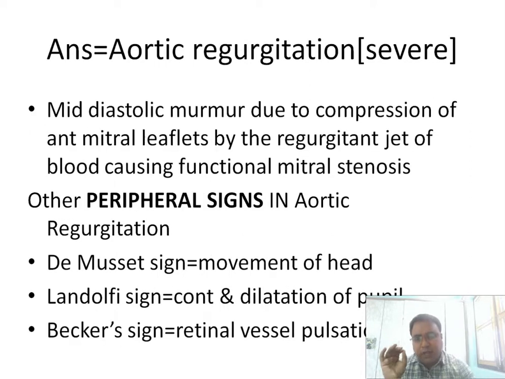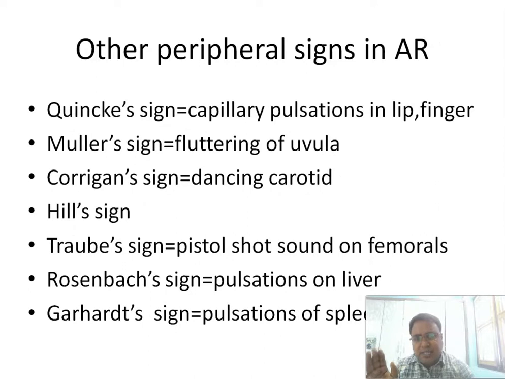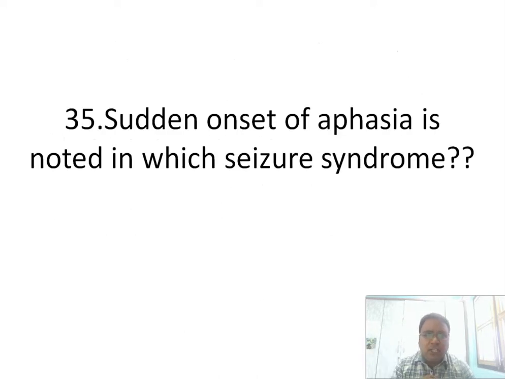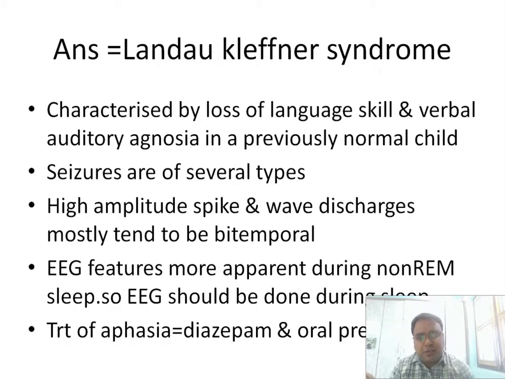That is de Musset sign, Landolfi sign, Becker sign, Quincke sign, Müller sign, Corrigan sign, Hill sign, Traube sign, Rosenbach and Gerhardt sign. Next, sudden onset of aphasia is noted in which seizure syndrome? Suppose one baby with a continuous seizure developed aphasia, then which disease may we suspect? Which syndrome may we suspect?